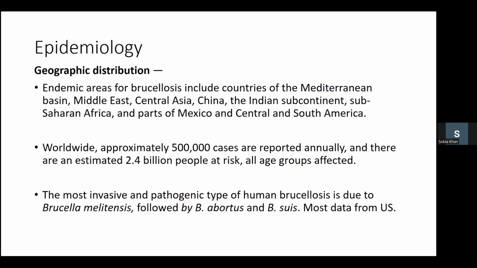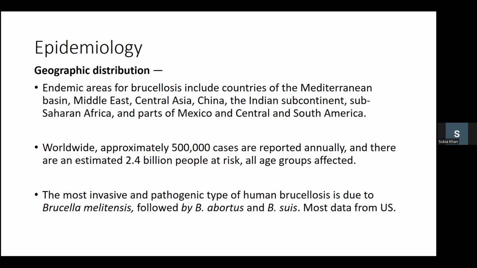Moving on to the epidemiology. So now that we know this case was of Brucella arthritis, where do we stand in the burden of brucellosis worldwide? Endemic areas for brucellosis include countries of the Mediterranean basin, the Middle East, Central Asia, China, the Indian subcontinent, sub-Saharan Africa, and parts of Mexico and Central and South America. Worldwide, the burden is about 500,000 cases reported annually and an estimated 2.4 billion people at risk.